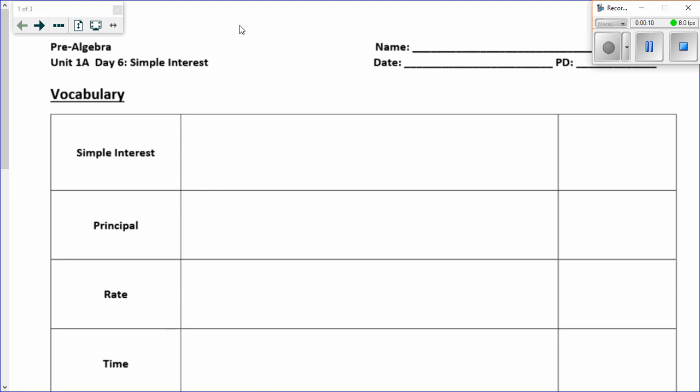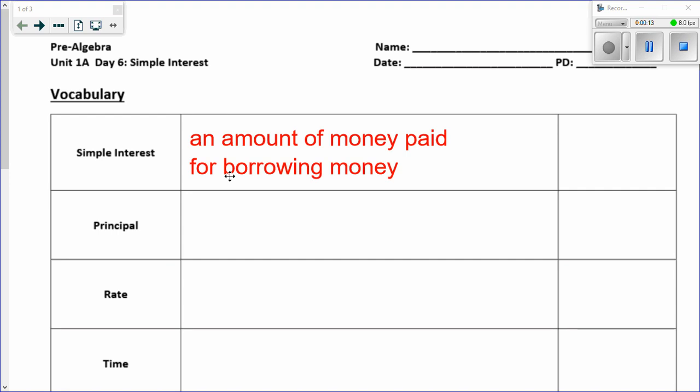So, vocab. Simple interest is the amount of money paid for borrowing money. So, if you ask to borrow money from someone, they could say, yeah, of course I'll loan you that money, but you have to pay it back. And you have to pay interest on it, meaning that in addition to the money that you borrowed, you're going to have to pay them extra money because you kind of inconvenienced them. You took their money away. So that's how they make money off of it. Interest is a way of making extra money from borrowing money. Okay? We use the letter I to denote that.